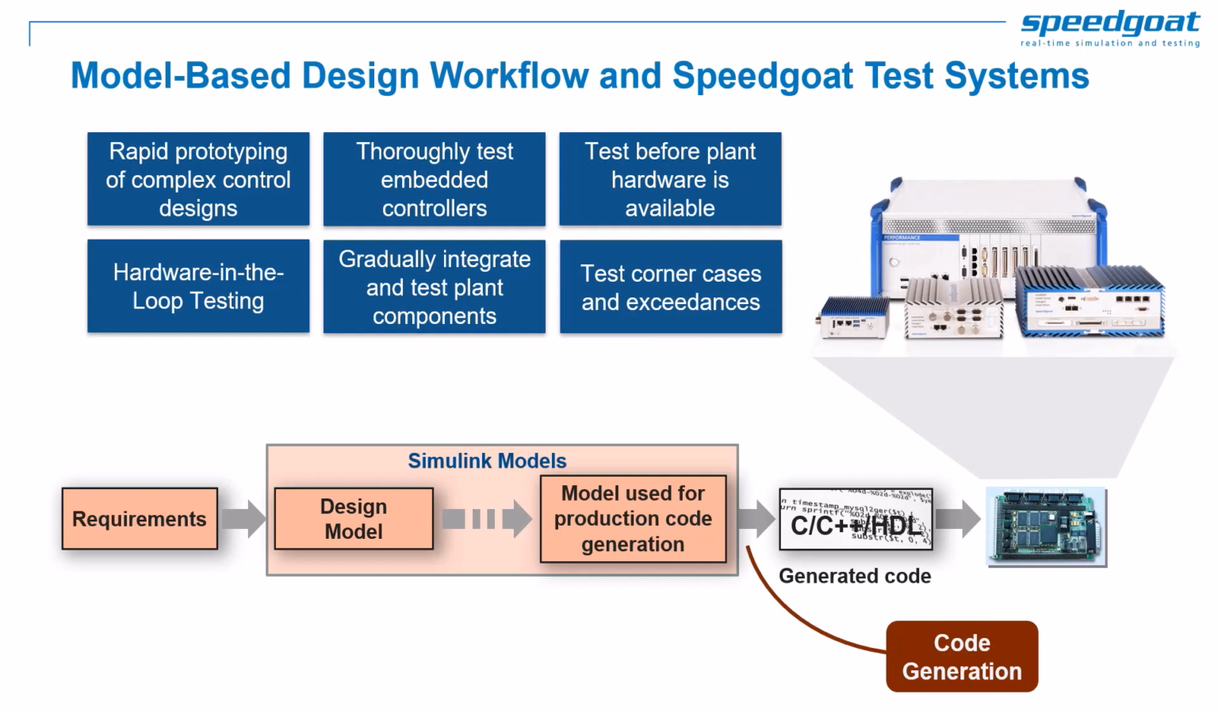It is essential to test on the actual hardware as early as possible. These are the key benefits you get from using Speedgoat test systems. The target machines allow you to perform rapid controller prototyping and hardware-in-the-loop testing of your controller at the very early design stage. We will have a closer look at those two topics shortly.